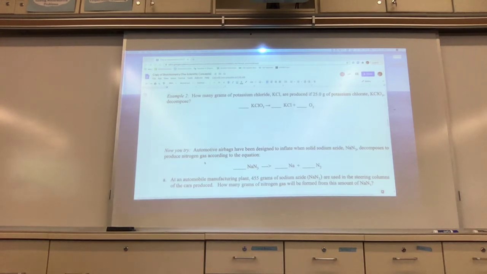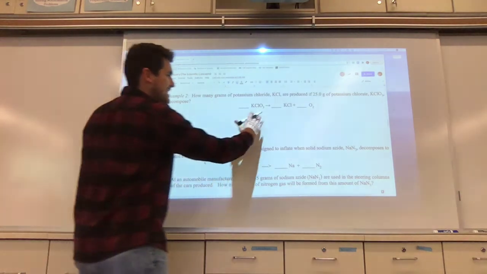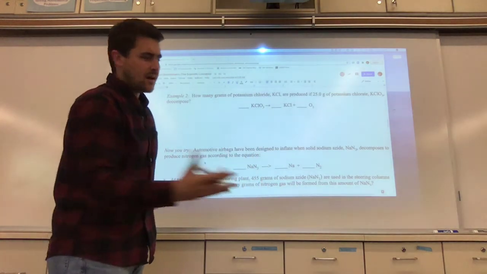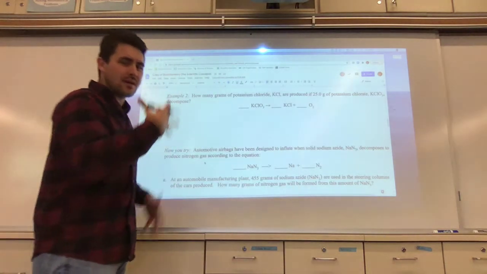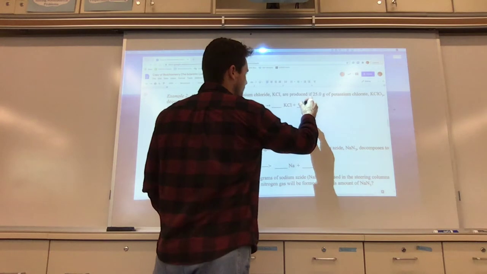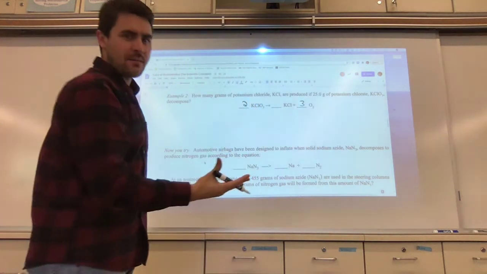All right, let's try it out. The first thing I'm going to do is I see that there are 3 oxygens here and 2 oxygens there. Those are tough numbers. So I'm going to say off the top of my head, maybe I'll put a 3 here initially and a 2 here initially to balance out my oxygens.